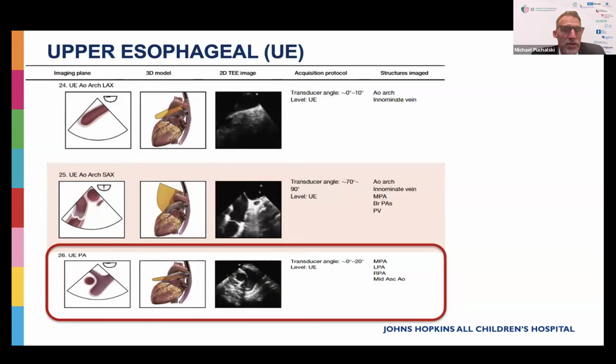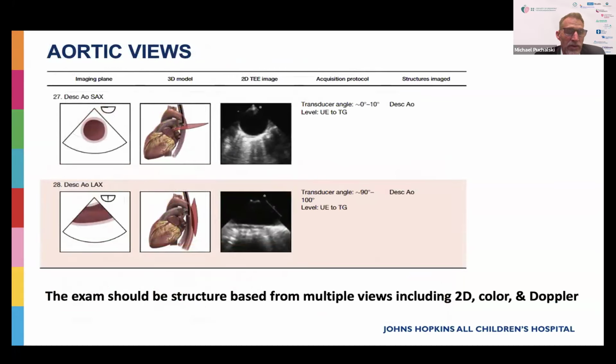Moving up to the upper esophageal view, this is more focusing on the ascending aorta you see in 24 and 25. And then again, more for our congenital, looking at the pulmonary artery here in 26 is different than the adults. And then the last two views, looking at the descending aorta from that upper esophageal view, both in cross-section and in long axis. So we emphasize that any exam on patients with congenital heart disease should be structure-based from multiple views and include 2D color and Doppler.